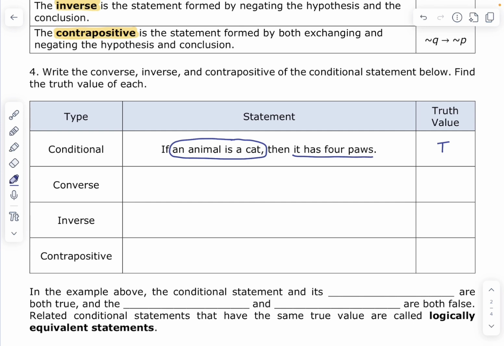Let's move on to our converse. Remember that our converse flips our hypothesis and our conclusion. So our converse would say, if it has 4 paws, then the animal is a cat.